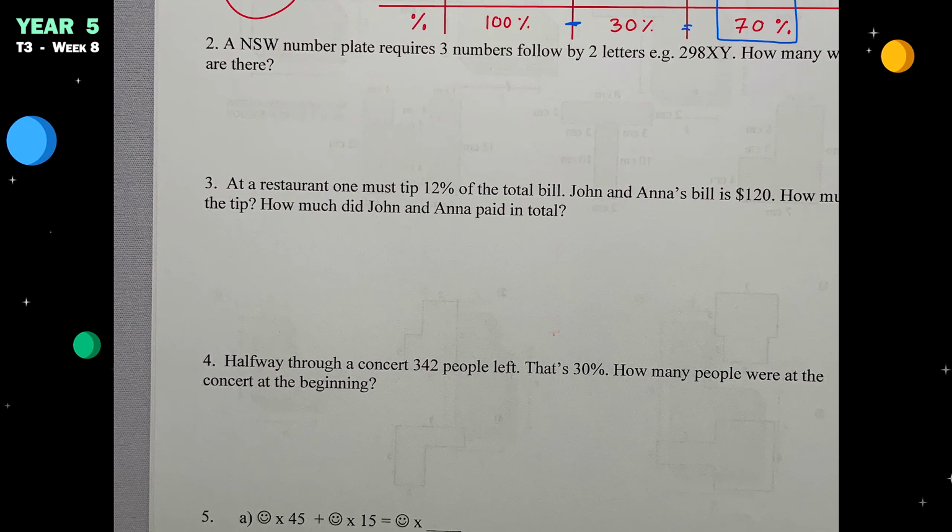Okay, next one says a New South Wales number plate requires 3 numbers followed by 2 letters. So in the first one, here's your 3 numbers. Here's your first number, second number, and third number. And then you got your letters. Let's put the letters in blue. So here's your first letter and your second letter.